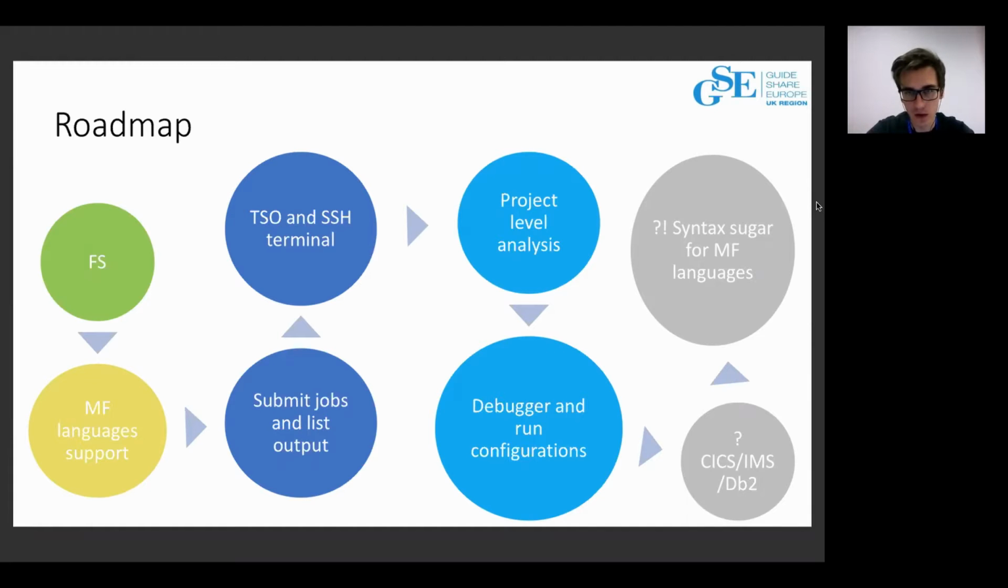So in light blue, we marked our far future plans. At some point we will implement project level analysis to analyze not only one selected member. There will be, for example, a find usages feature: when you point to some function, IDEA or another IntelliJ platform product will find usages of this function in other members and modules.